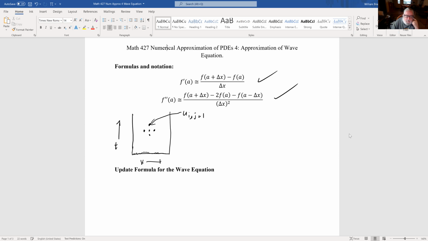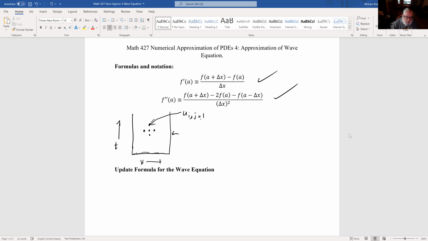So u of i, j plus 1, that's the position of the string, right? That's vibrating one time step in the future. And we want to know how that depends on its position now. If we think of time j as now, its position now and its position one step to the left and right, and also one position back in time.